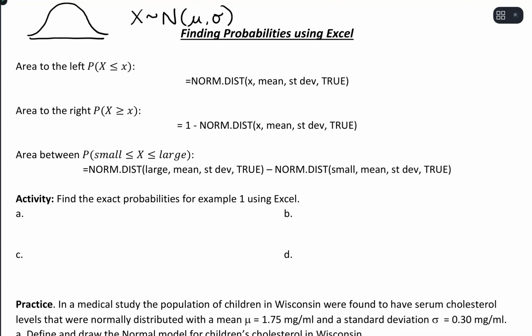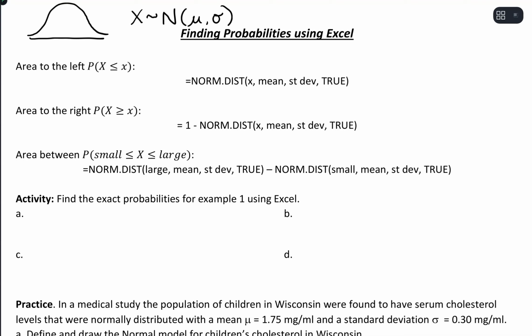And then we can be shading to the left, we could be shading to the right, or we could be shading in between two values. So those are kind of our three scenarios. Within Excel, we'll just have one function, but we'll need to switch how we use that function based on what scenario we're working with. It's similar to what we had to deal with the binomial model, because this normal distribution function within Excel only uses area to the left. So we need to get kind of creative with complements and differences in order to find what we're looking for.